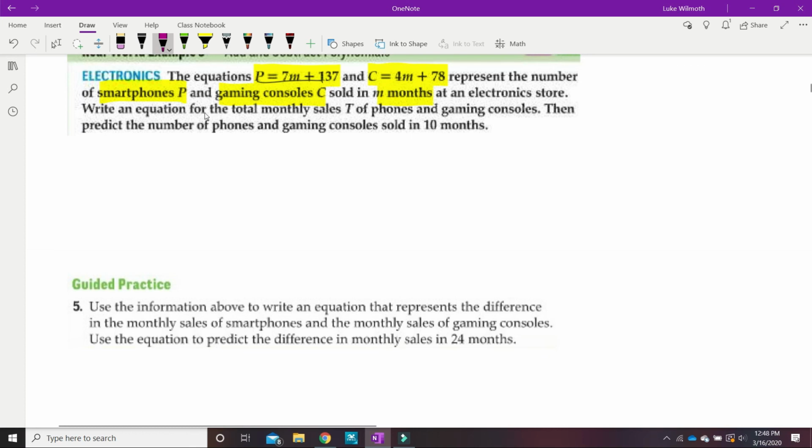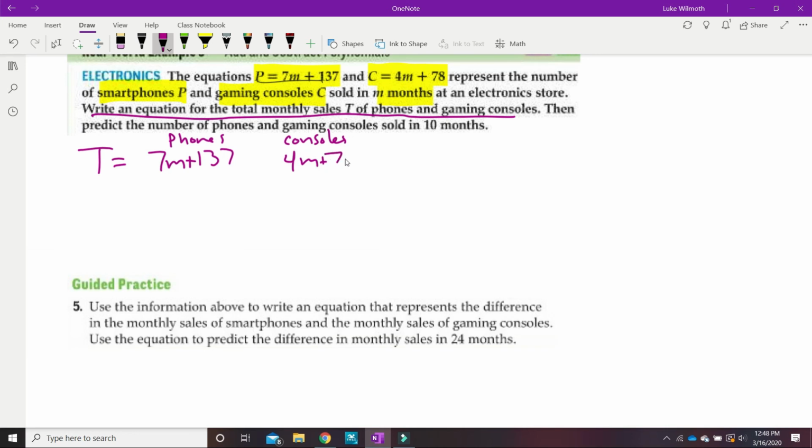So then it says, write an equation for the total number of monthly sales and then predict the number of total phones and gaming consoles sold in 10 months. So first we have to write an equation for the totals. So T is going to be, well, I know that the phones is 7m plus 137. That's phones. And then I've got my gaming consoles, which is 4m plus 78. Now, if I want to find the total of those two, you just add them up. Now we're adding polynomials. I think the book probably would have put these in parentheses, but there's no need to do that, as we already discussed. Now we just combine the like terms.